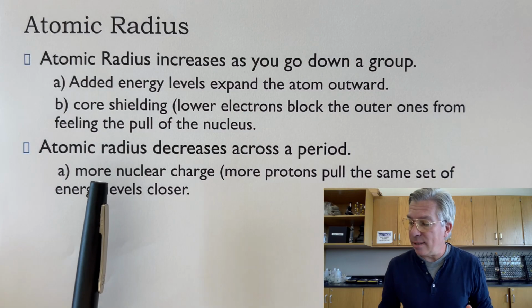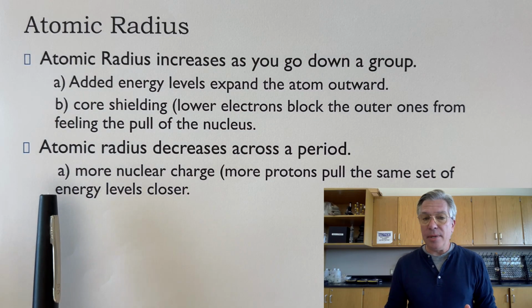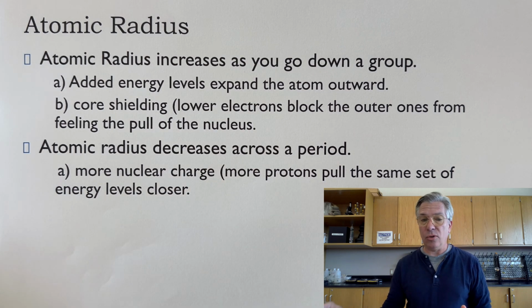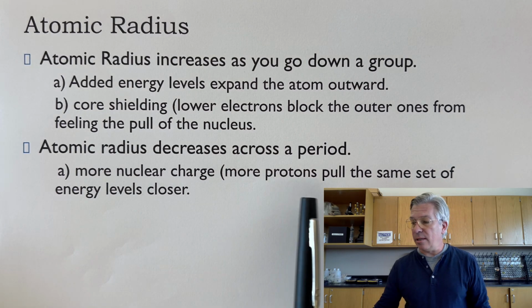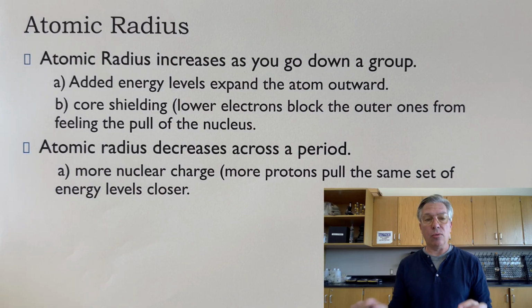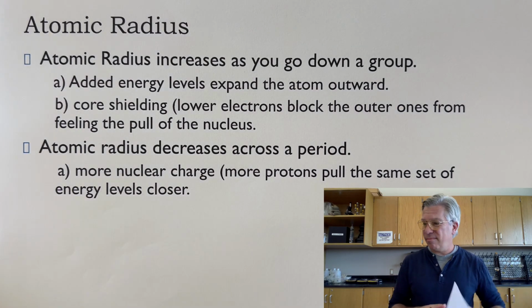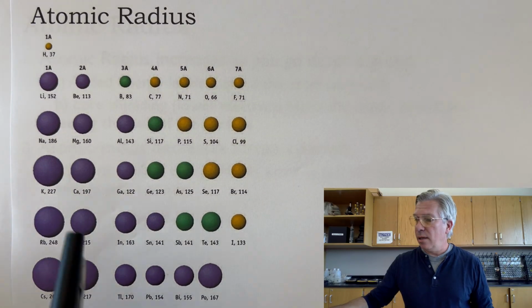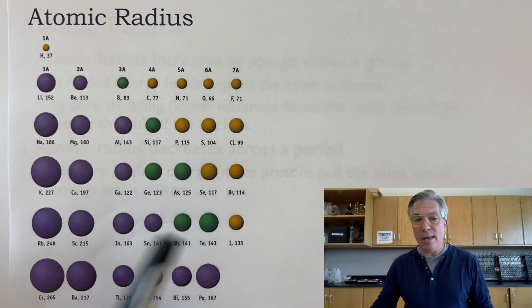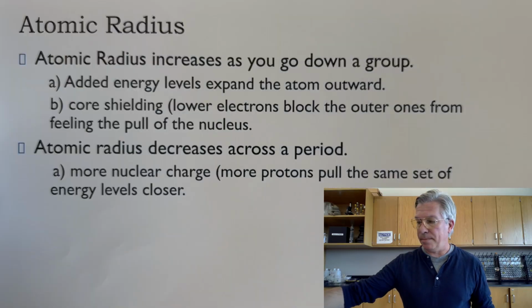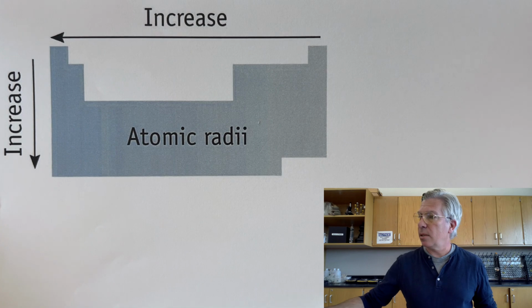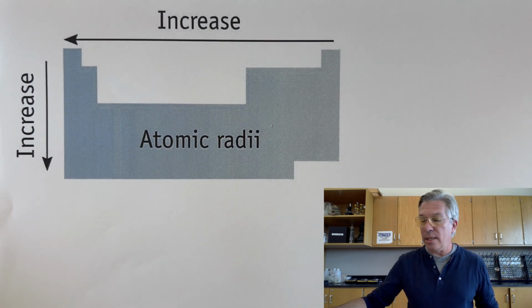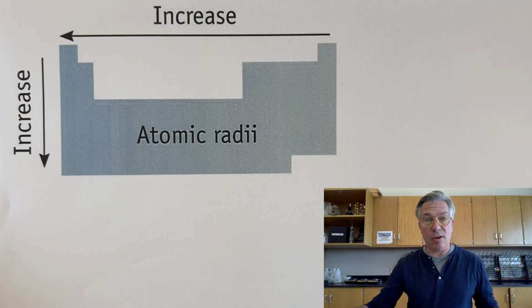But atomic radius decreases across the period because, yes, you're adding more electrons as you go across, but you're also adding more protons, so more nuclear charge. And what that does is it pulls the same set of energy levels closer. So as we move across a row, we're not really adding big energy levels to it. We're just adding protons to what's there, and it pulls the electrons in a little bit closer. Okay, so we'll need to be able to know how to explain that. And in general, this is the general trend in atomic radii. So it increases left and down.